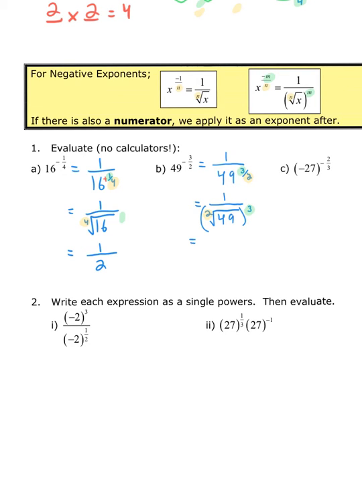So the square root of 49 is 7, and then I have to apply the exponents. 7 cubed: 7 times 7 is 49, times 7 is 343. So that's equal to 343.